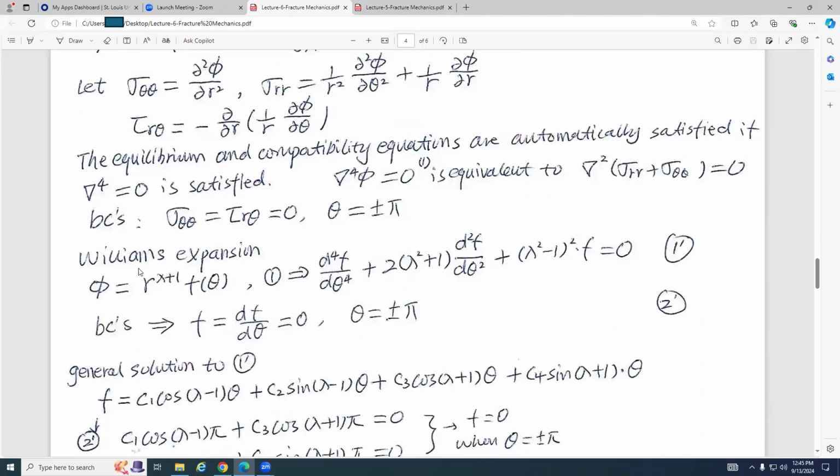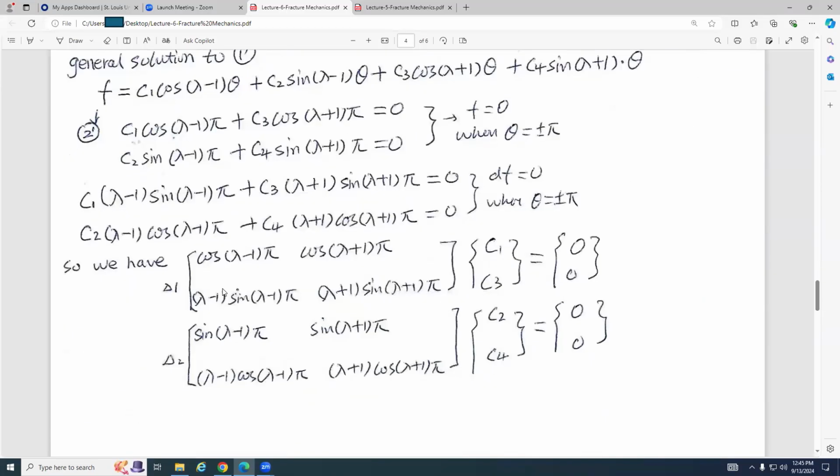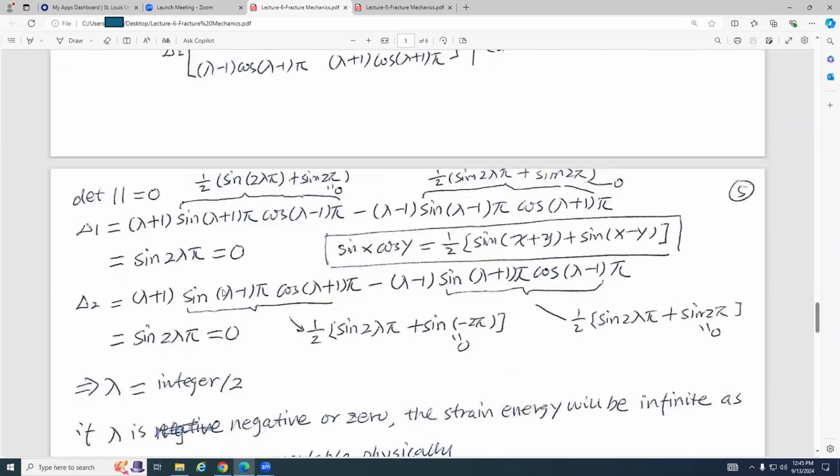So there is a Williams expansion. This is a Williams expansion. I would suggest you take a look. And finally, guys, we will have this equation. I wrote everything in detail.